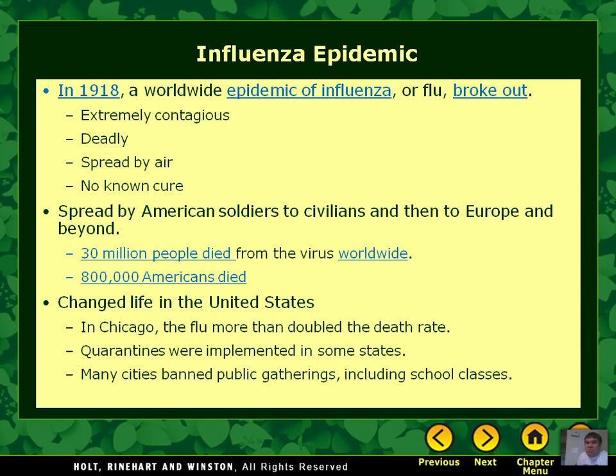800,000 Americans died. So more people in America died from the flu in 1918 than were killed in World War I. It changed life in the United States. In Chicago, the flu doubled the death rate. In some states, there were quarantines, which meant that you had to stay in your house. And then some cities actually banned public gatherings, church services, school classes. Anytime people would be together with an opportunity to spread the flu, those things were banned. And so the flu epidemic of 1918 was very, very deadly. For Americans, it was more deadly than World War I.